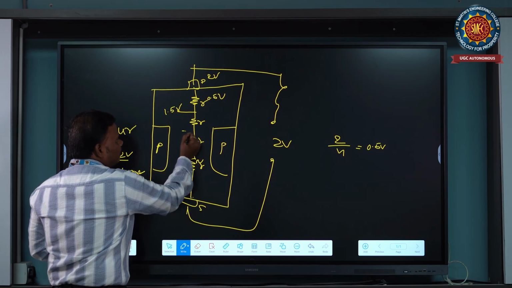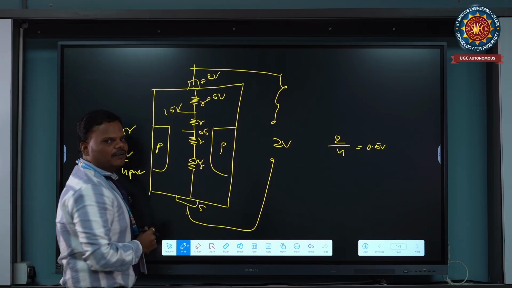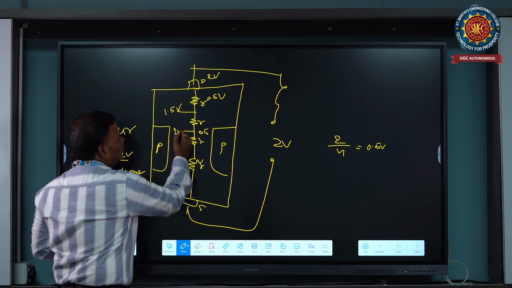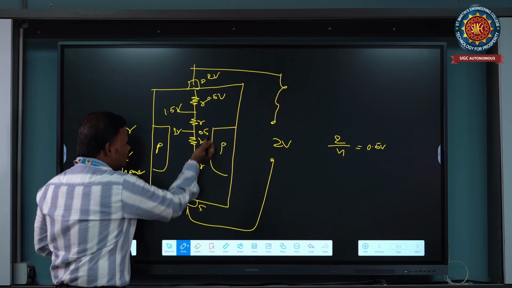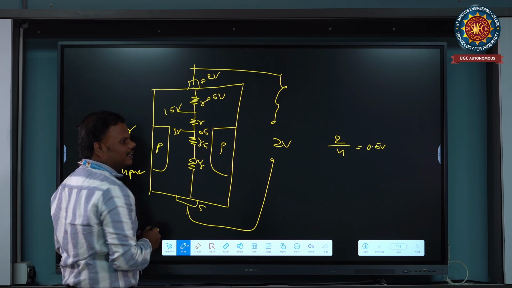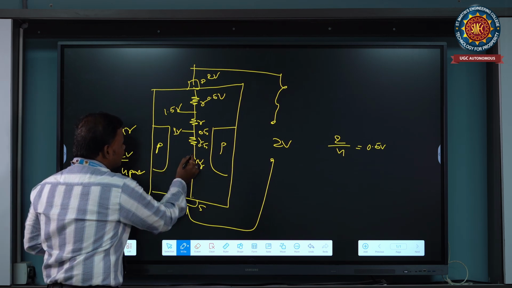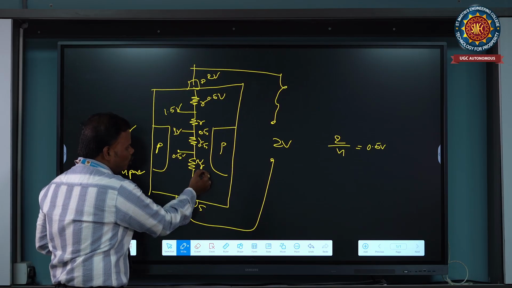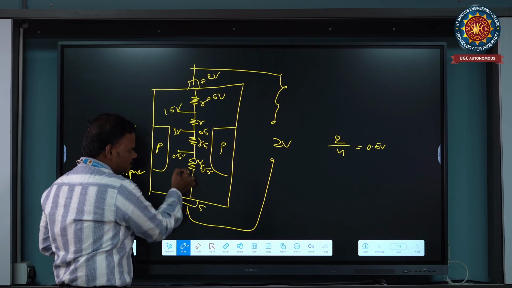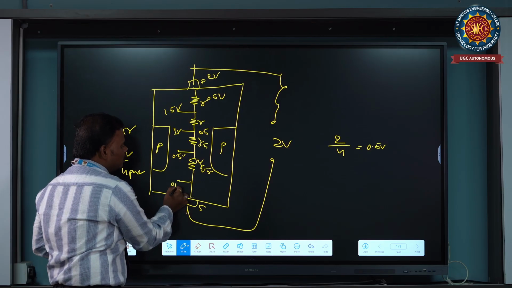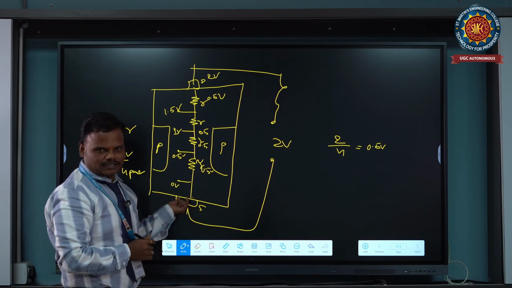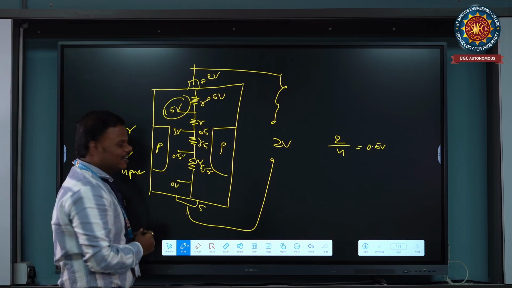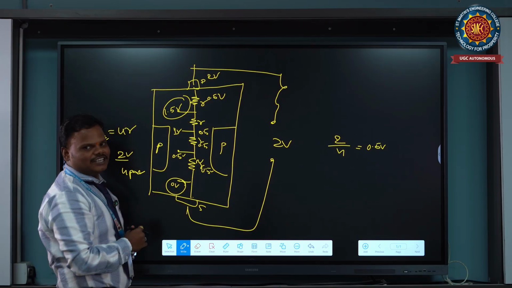Similarly, one more 0.5 volt drop across this resistor gives 1 volt at this point. After that, one more 0.5 volt drop gives 0.5 volts here. After that, once again a 0.5 volt drop across this resistor gives 0 volts. So here the reverse bias voltage is 1.5 volts, whereas here the reverse bias voltage is 0 volts.